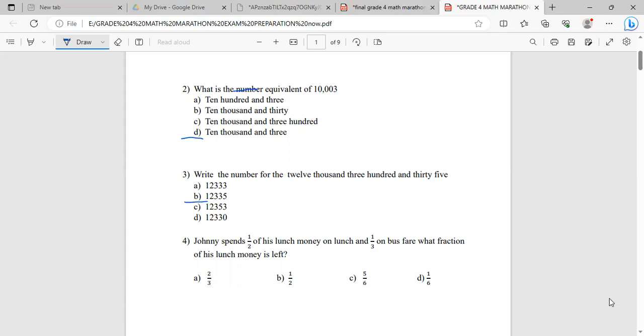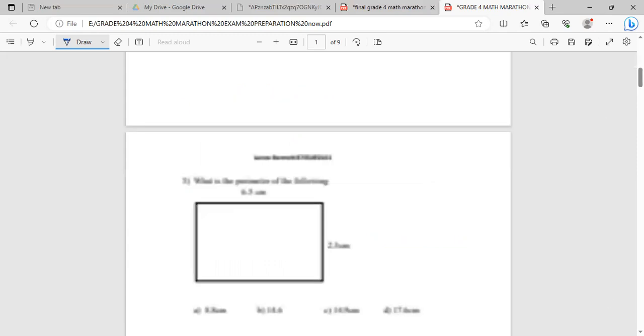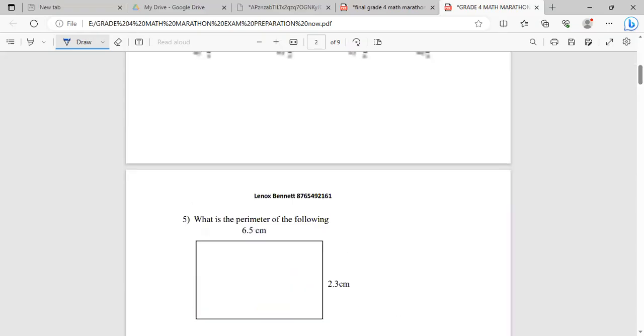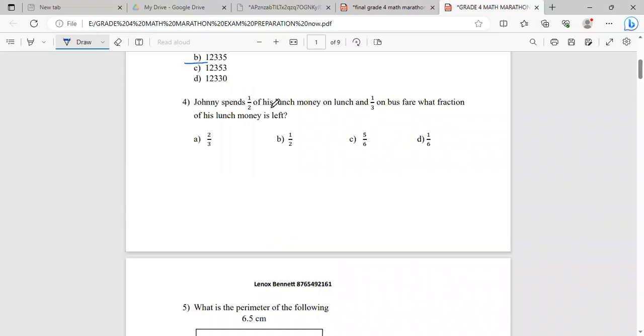12,335. 4 says, Johnny spent half his lunch money on lunch and 1/3 on the bus fare. What fraction of his money does he have left? So if he spent half, we have to add a half plus 1/3. Now, when you have different denominators, we have to bring them to the same denominator.